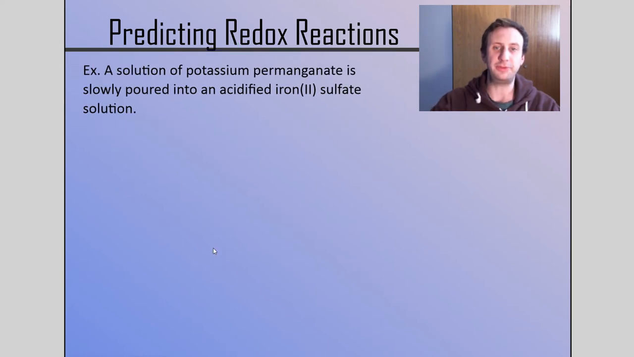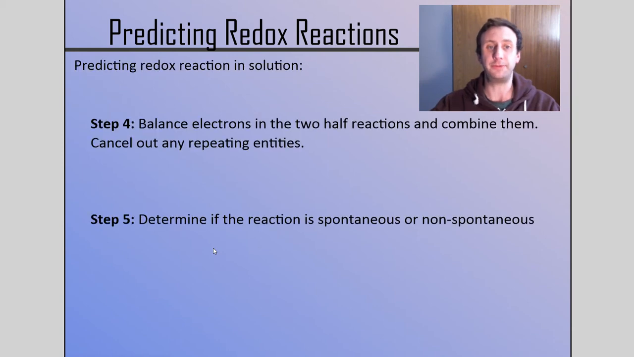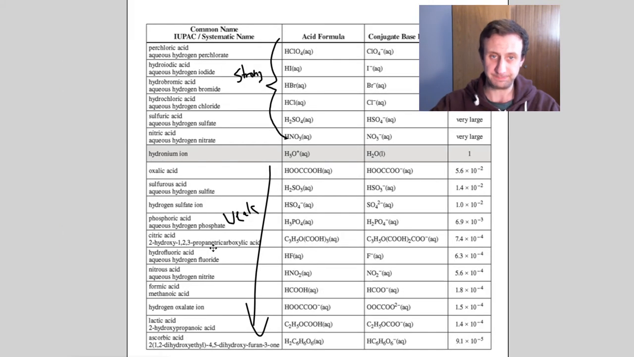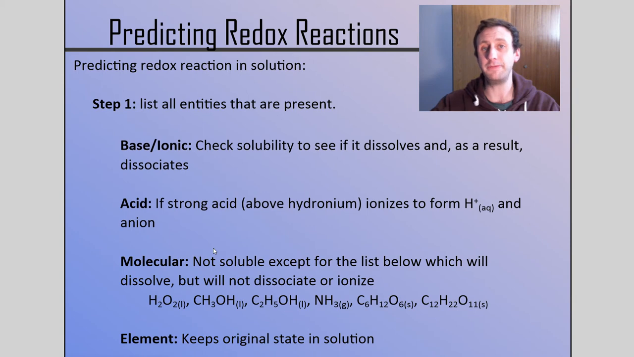A solution of potassium permanganate is slowly poured into an acidic iron 2 sulfate solution. So this would be an example of a problem. I have chemicals that are being mixed together, and I'm trying to predict what the products will be based on the information I have. So the first step in dealing with this is to list all of the entities that are present.